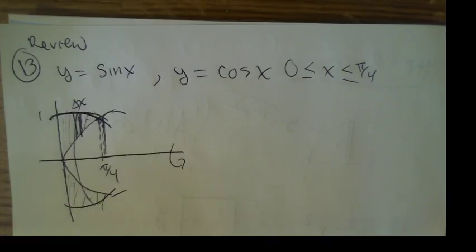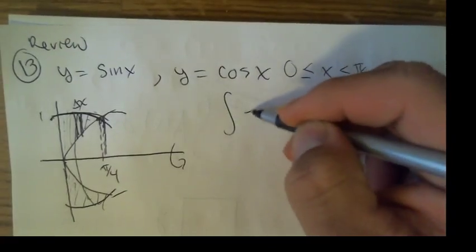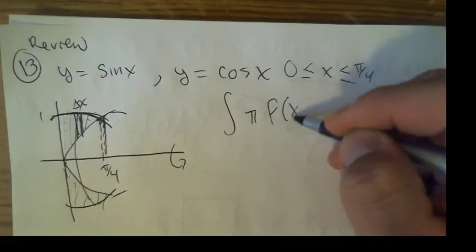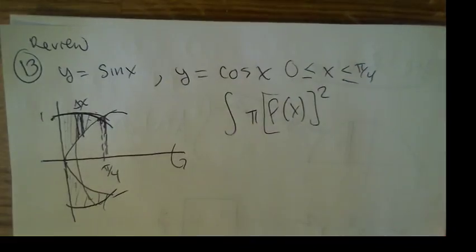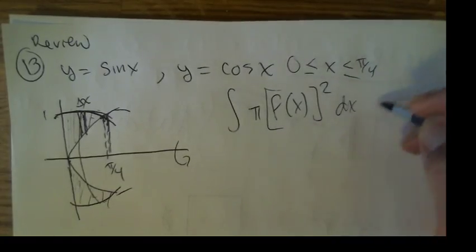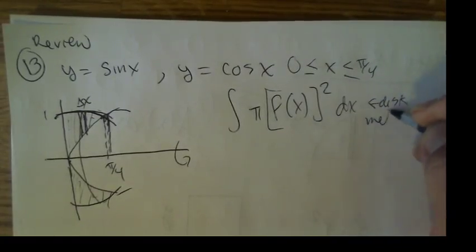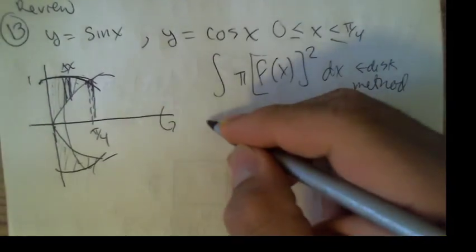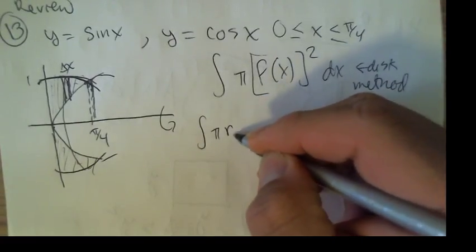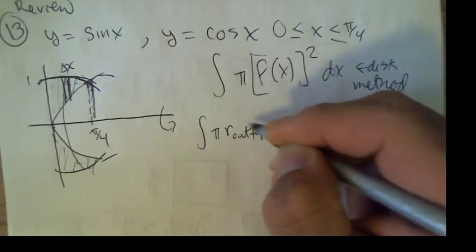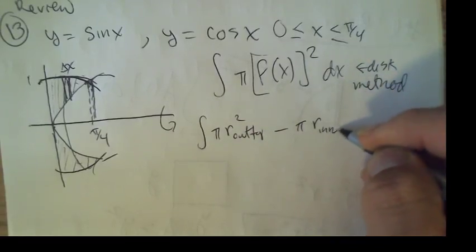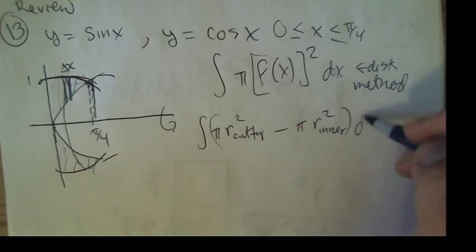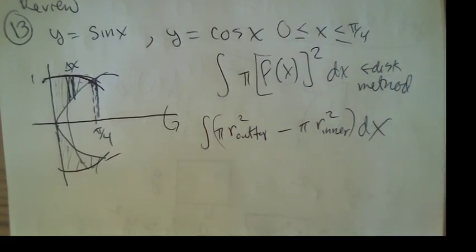So again, we're going to use our formula here. It'll be pi times the radius squared. Now this is for the disk method. When we have a washer, it'll be pi r outer squared minus pi r inner squared. And in this case, we're dealing with dx.